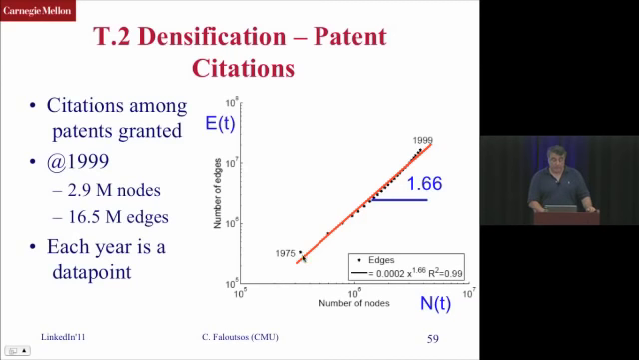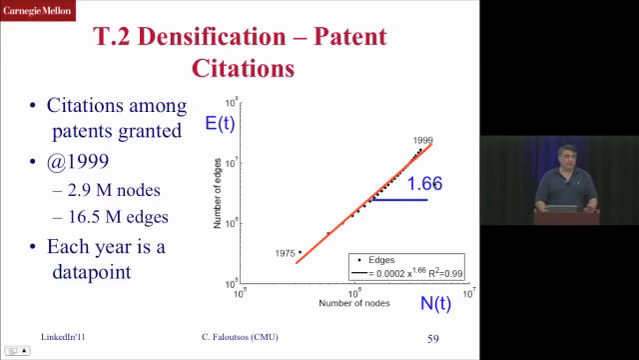And every dot corresponds to a year. So this is 1975, the beginning of the measurements. This is 1999. We see that a line fits reasonably well, and the slope makes sense: it is 1.16. A slope of 1 would be, actually, if the graph was a perfect tree, then the slope would be 1.